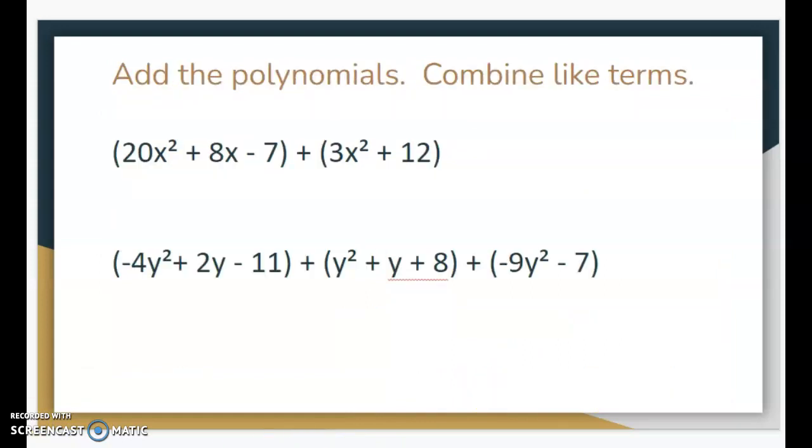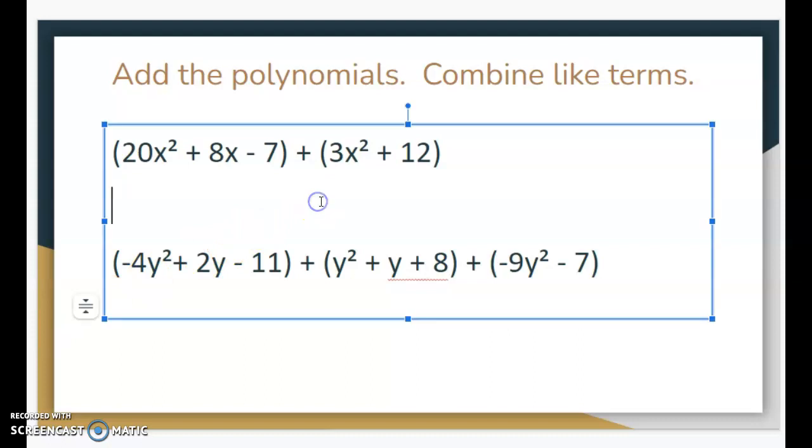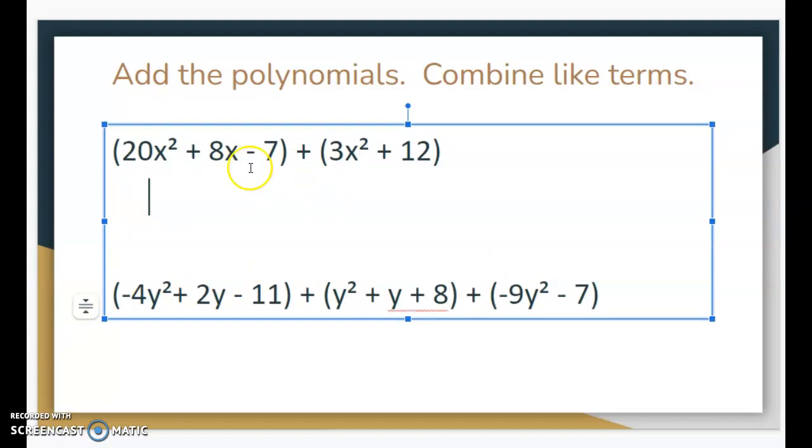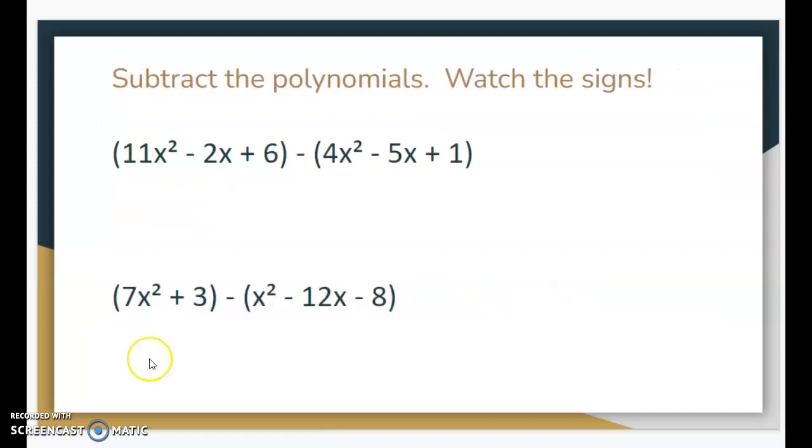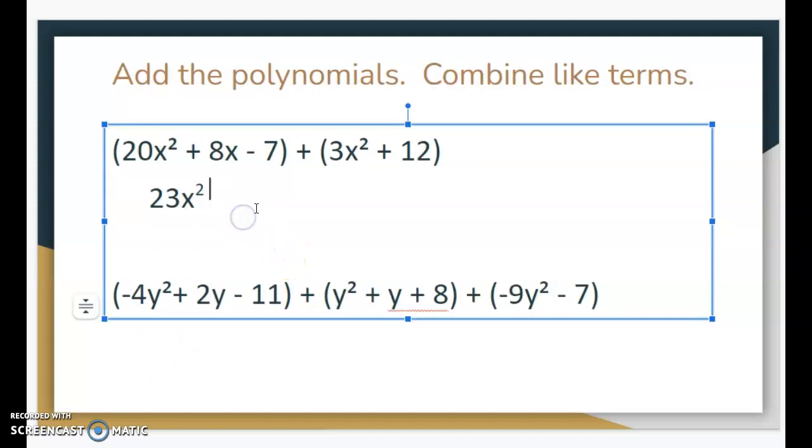And we're going to add these polynomials by combining like terms. So for the first example, I have 20x squared plus 3x squared, and 20 plus 3 would give me 23x squared. 8x, there's no other linear term, so that will stay by itself. And then a negative 7 plus a 12 would be plus 5.